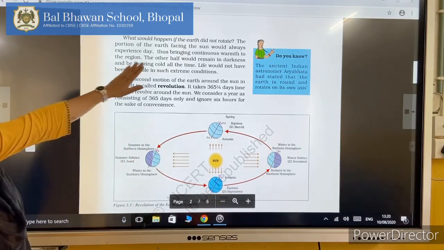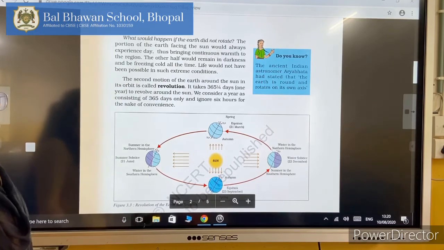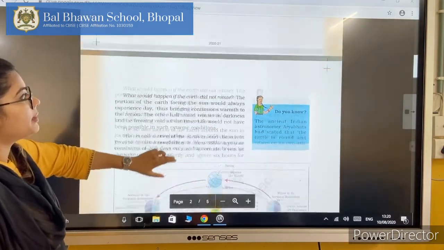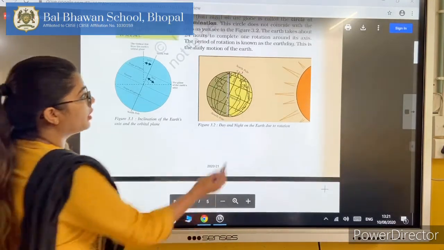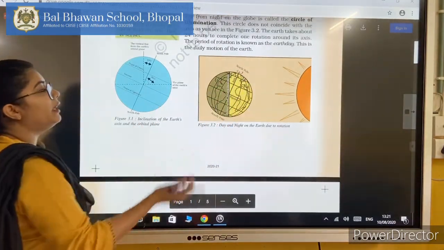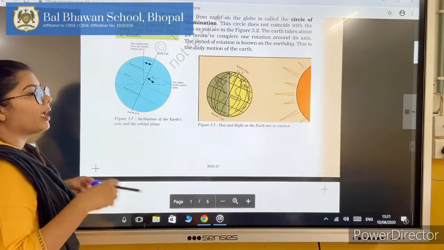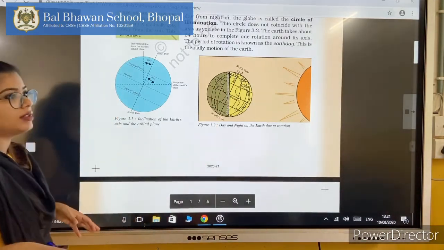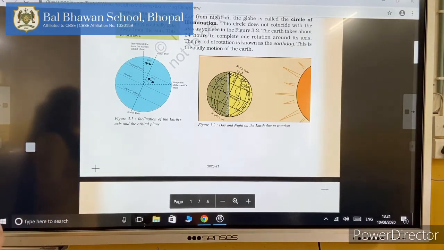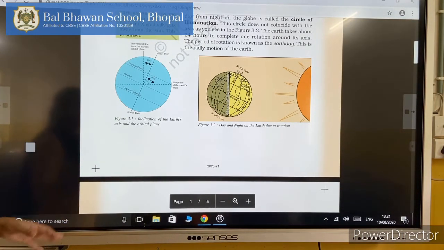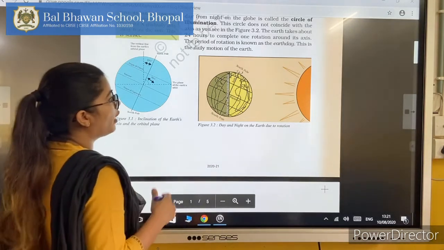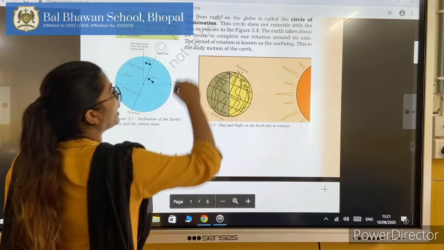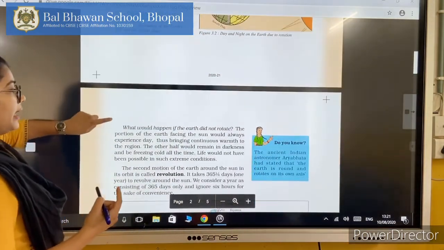Now what would happen if the Earth did not rotate? Kya hota agar Earth rotate nahi karti? The half of the portion, that means this portion, will keep on getting the light throughout the year forever, and this part would have been experiencing night for its entire life. But this does not happen. The earth rotates on its own axis, which causes day and night.